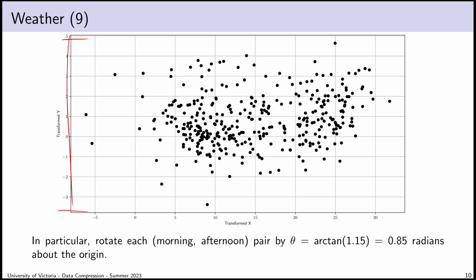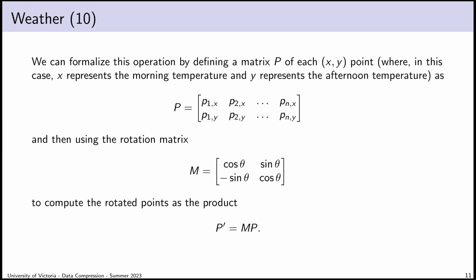And that's nice, because now that my y range is smaller, I could choose to represent that transformed y coordinate in fewer bits. Of course, doing so might sacrifice a little bit of accuracy, but hey, this is lossy compression. I'm allowed to do that. Now, even better, finally, in this lecture, I get to bring linear algebra into this course. It wouldn't be a course without some linear algebra.